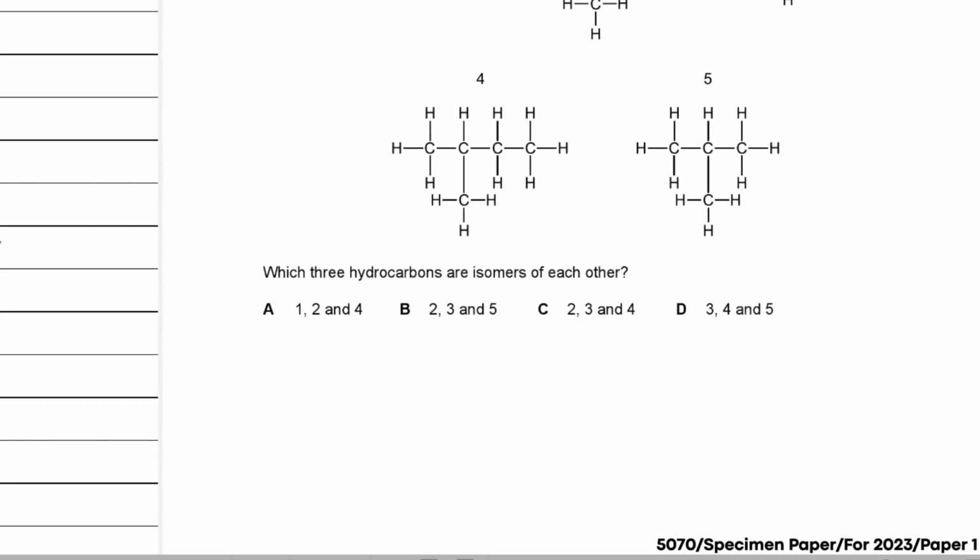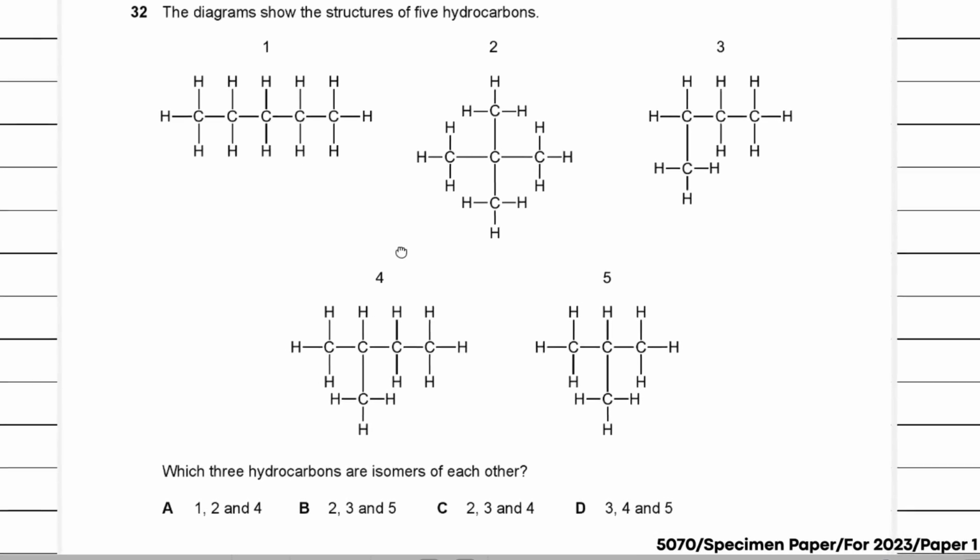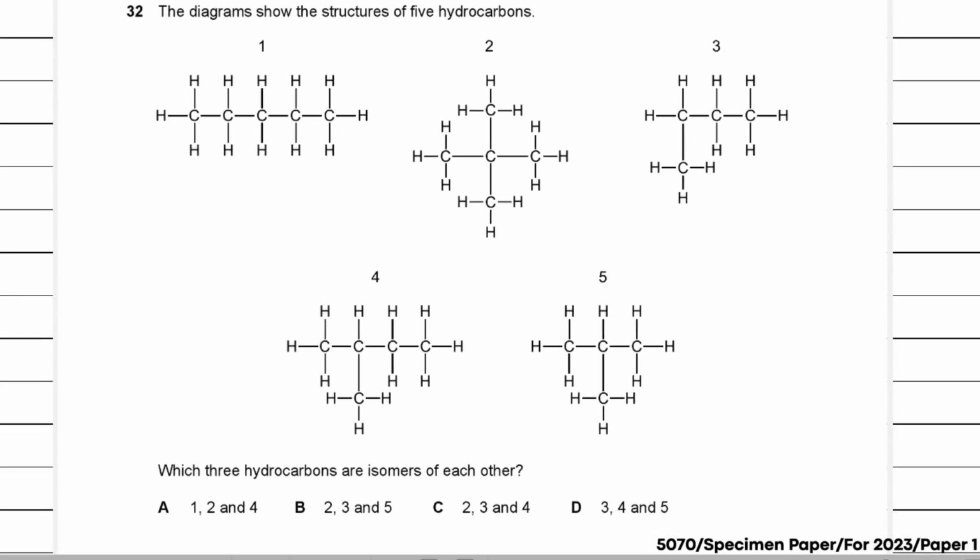Okay, so now we enter the world of organic chemistry, the last part of any GCE examination. So number 32 shows the structure of 5 hydrocarbons. Which of these 3 hydrocarbons are isomers of each other? So let's consider 1. It's 1, 2, 3, 4, 5. So it's pentane. Okay, so we've got pentane on the board.